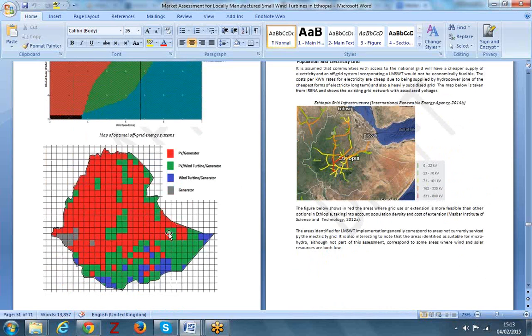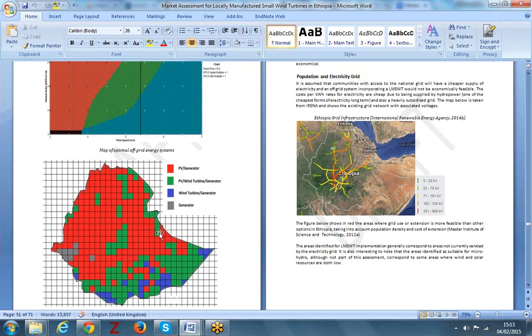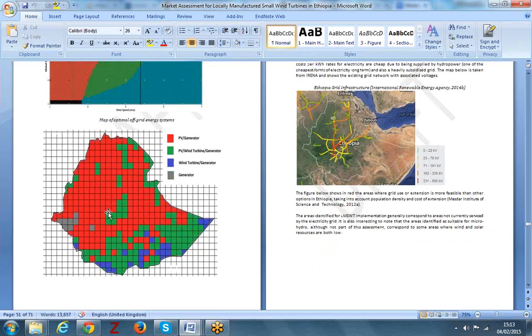So this was done by hand, and if anyone knows how to use GIS software to use these lookup tables or something to do this a bit quicker, that would be great. But this was done by hand, and the output is economic systems for different locations in Ethiopia.